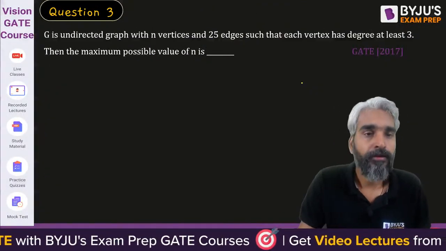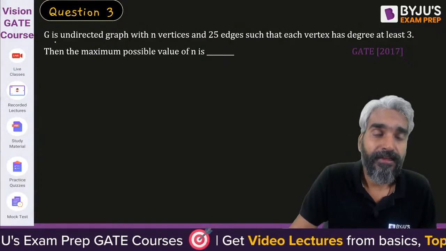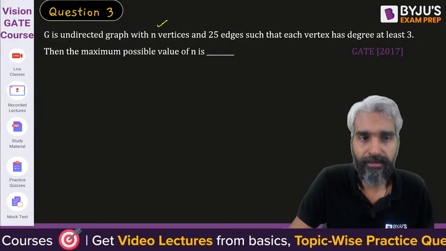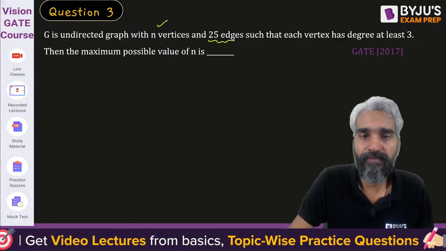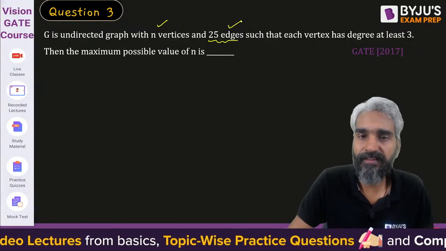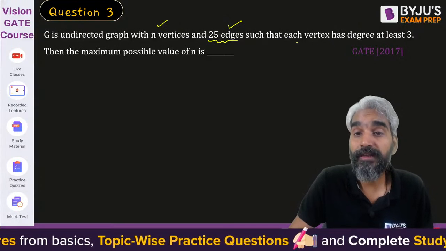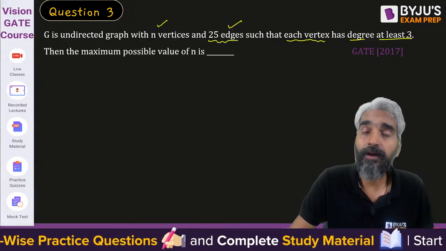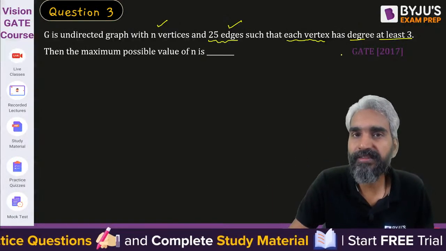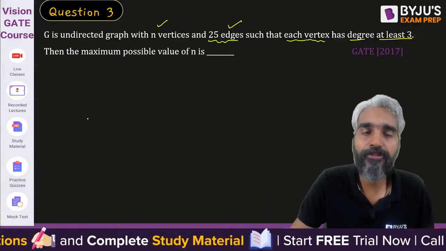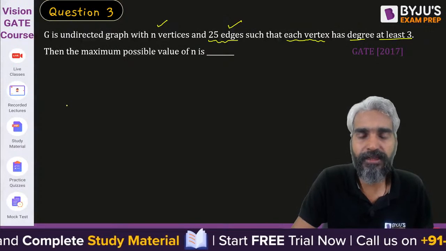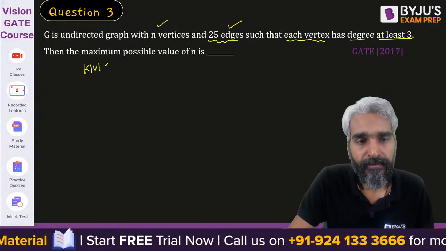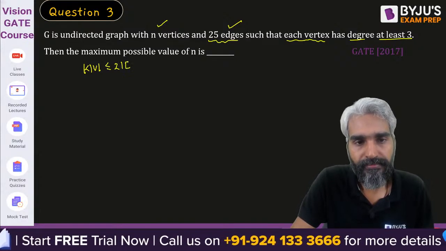We'll see. Okay, now, next question. G is an undirected graph with n vertices. The number of edges is also given, 25 edges, such that each vertex has degree at least 3. Now in our graph, if the degree of every vertex is at least k, then we say k|V| is less than or equal to 2|E|.